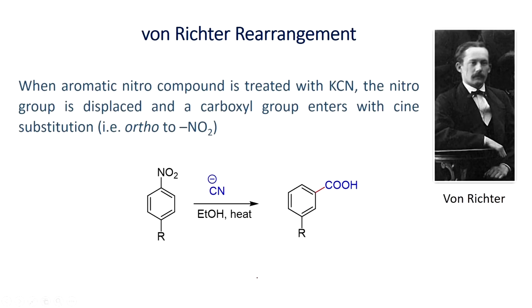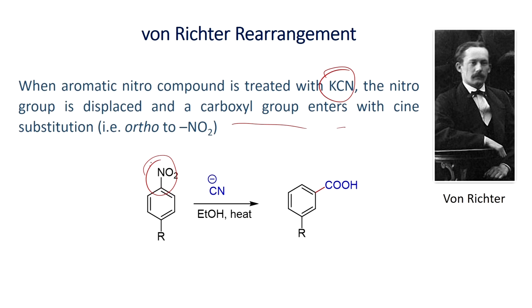Now let us look at the reaction of nitrobenzene with cyanide ion in ethanol and heat. This is known as von Richter rearrangement. When an aromatic nitro compound is treated with potassium cyanide, the nitro group is displaced and a carboxyl group enters, the cine substitution.